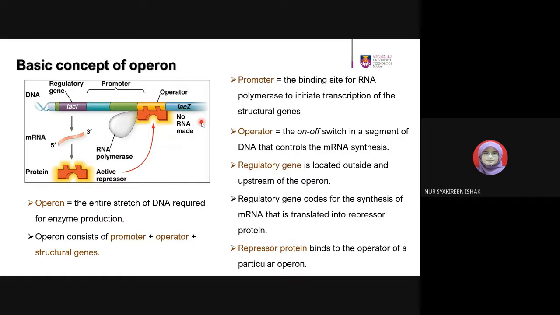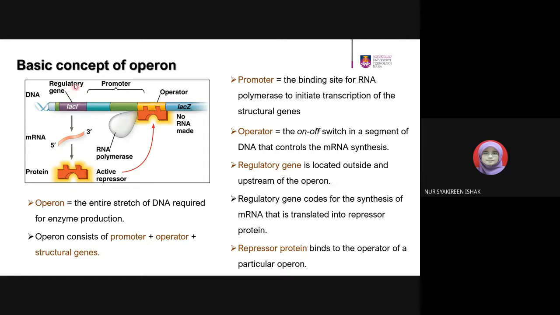to undergo the process of cellular metabolism. Okay, lactose, as you know, is a disaccharide. So it needs to be broken down into its monomers, which are glucose and galactose. Once you have produced the monomers, the glucose, for example, can be used during cellular respiration to produce energy in the form of ATP. Okay, so operon consists of promoter, operator and structural genes. Regulatory gene is not included.